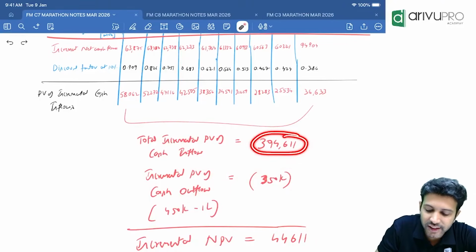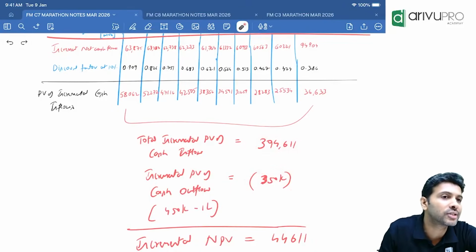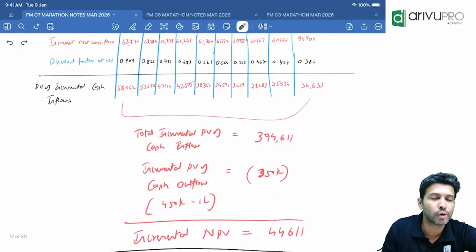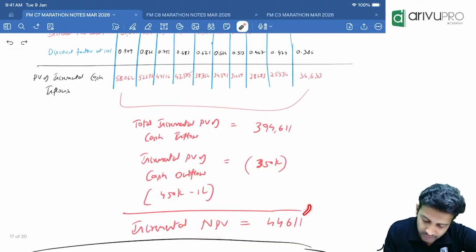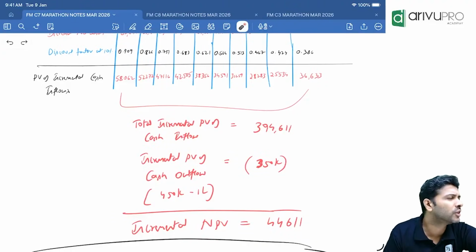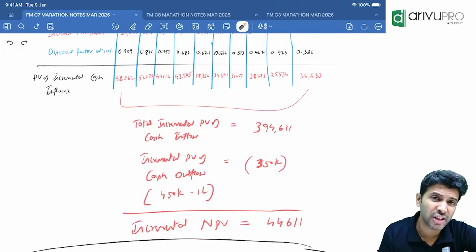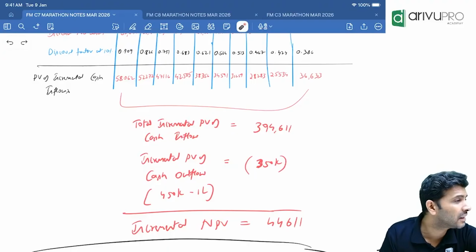Inflow's value is 394. Outflow's incremental value is 350. If you net off these two, you will get NPV, or incremental NPV. Decision rule is still the same. If incremental NPV is 0 or positive, accept. If it is negative, reject.